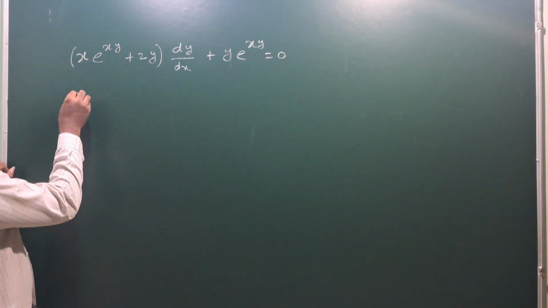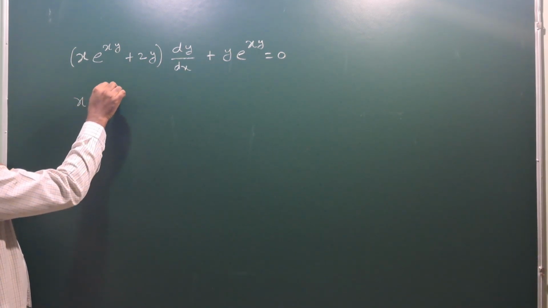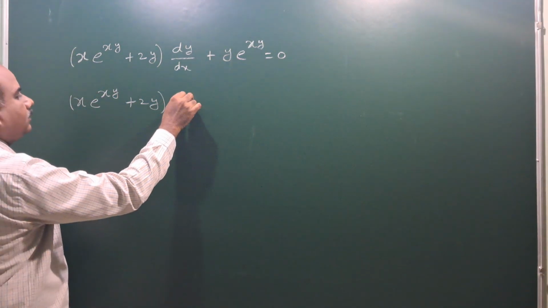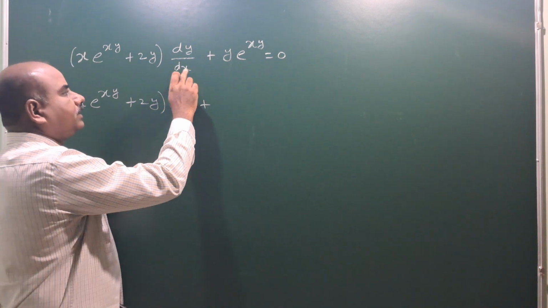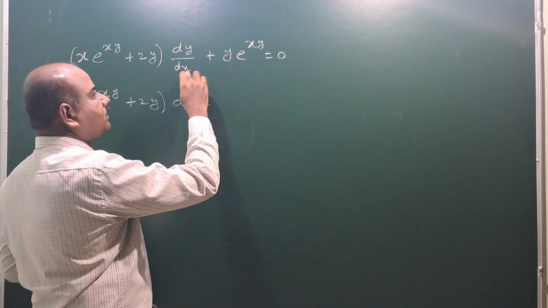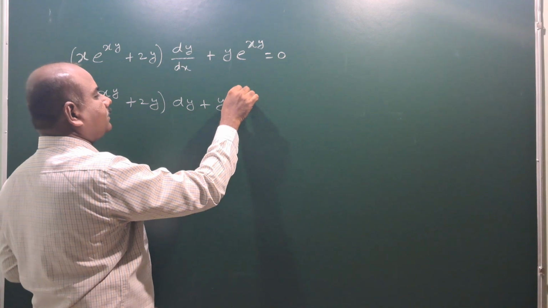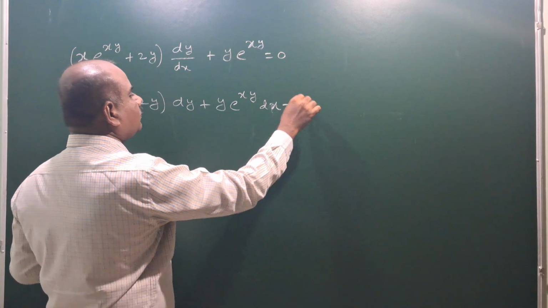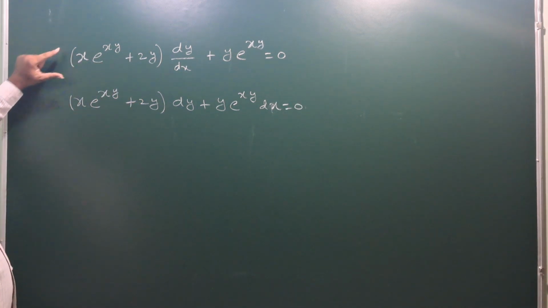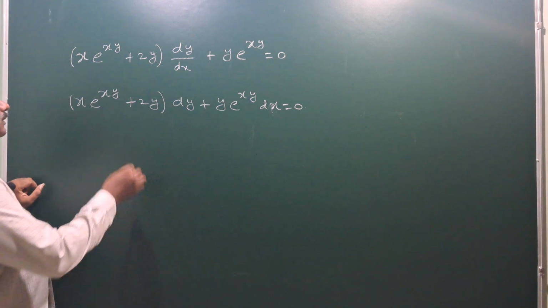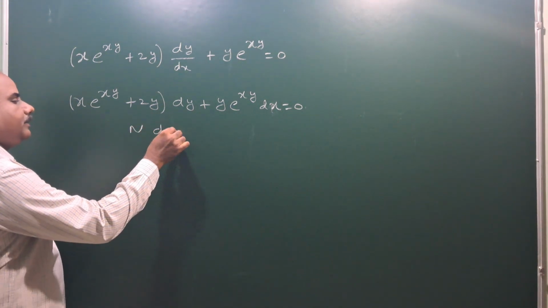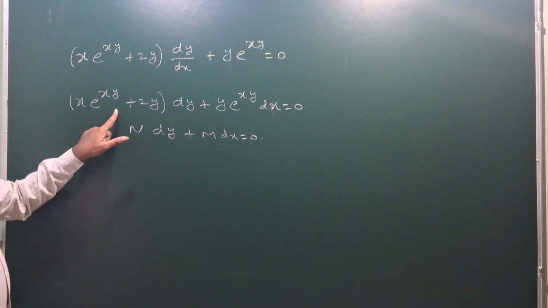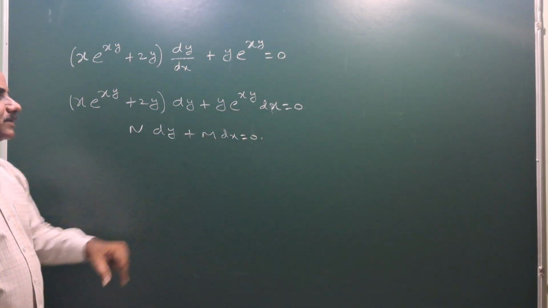We take LCM here. So (x e^(xy) + 2y) dy, transposing dx to the second term, so dx into y e^(xy). So this is dx is equal to 0. Okay. So this equation can be written like this. Now it is in the form of N dy plus M dx is equal to 0.